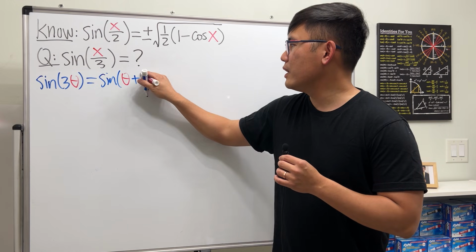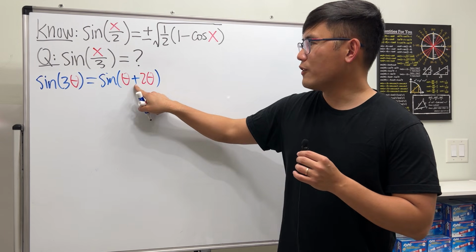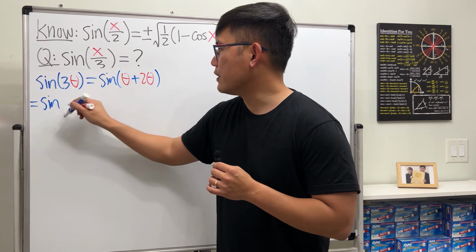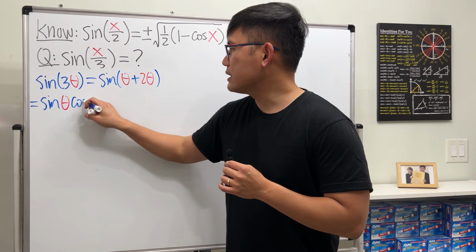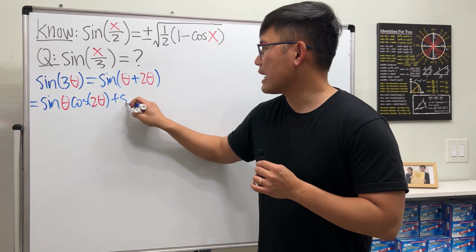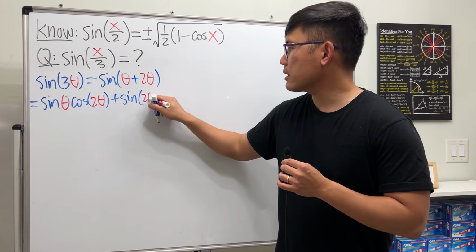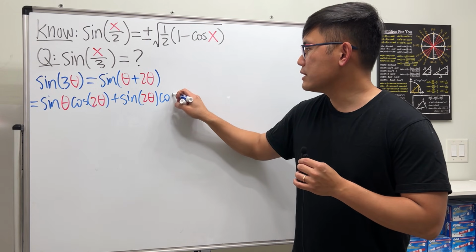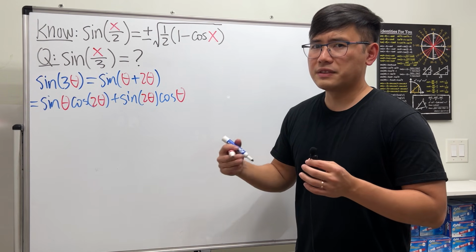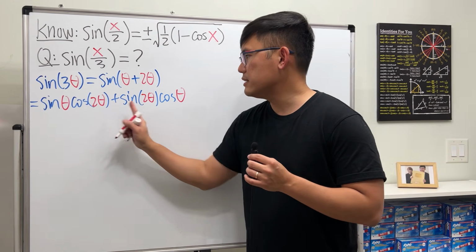Because this way, we can use the angle sum formula for sine, which says we will just get sine of the first times cosine of the second, and we add sine of the second times cosine of the first. But everything should be in terms of sine theta though, so that means we should fix this and that.